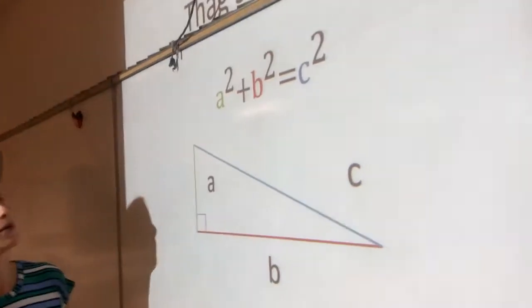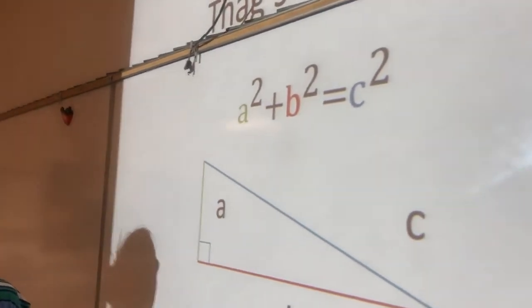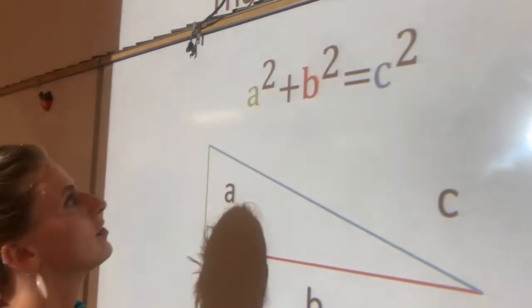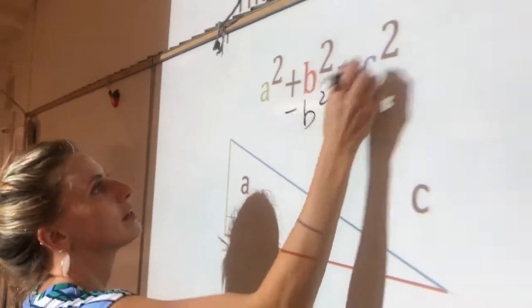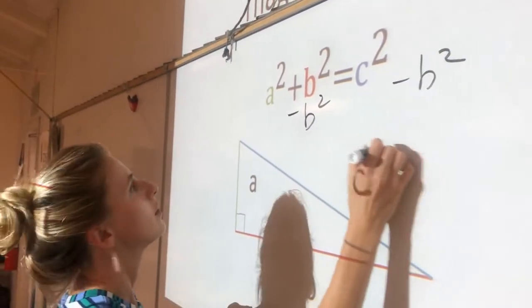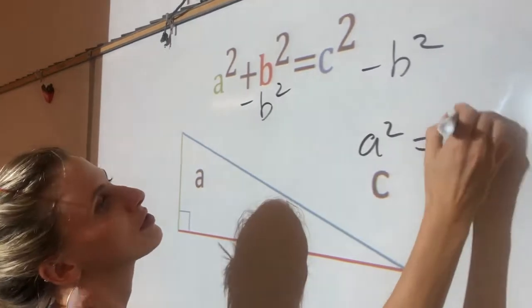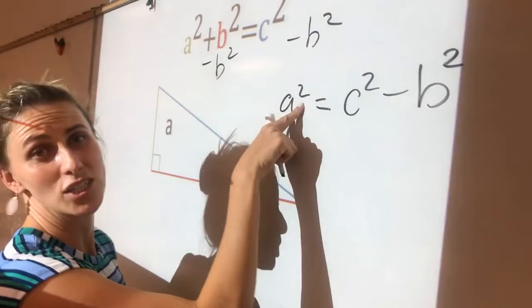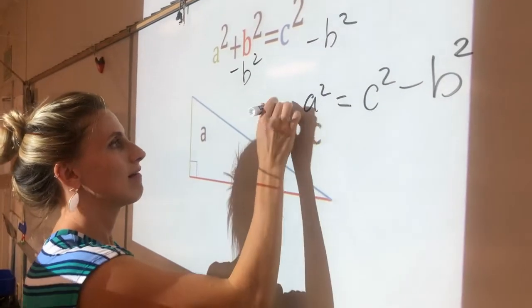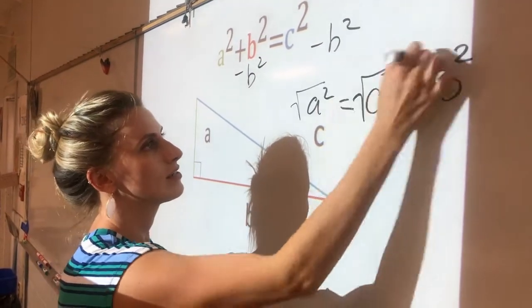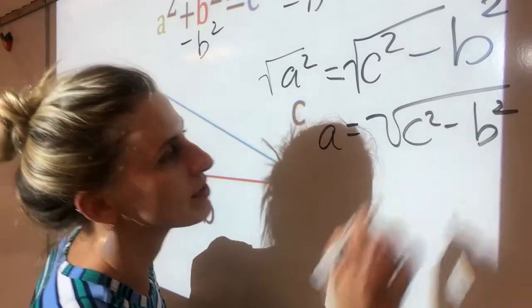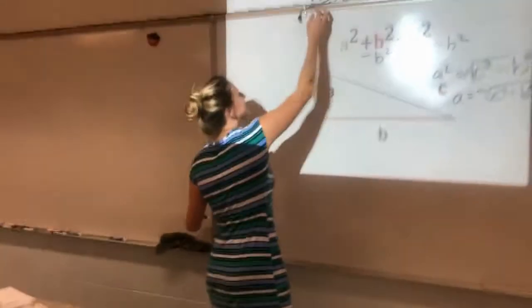Should we solve for A too? It'll only take a moment. How do you get A by itself? First we've got to get rid of B squared: minus B squared on both sides. A squared equals C squared minus B squared. We've got to get rid of that 2 again. Square root: A equals the square root of C squared minus B squared. Easy.